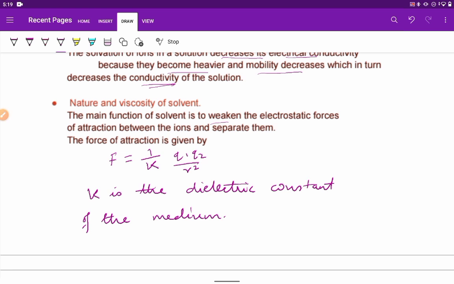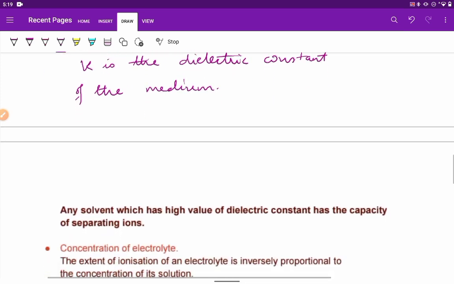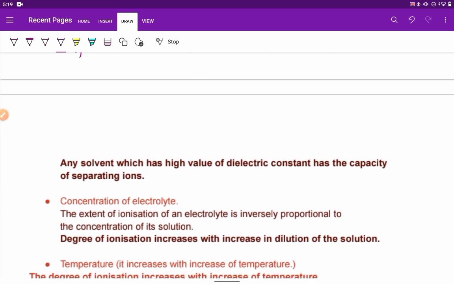Any solvent which has a high value of dielectric constant has the capacity of separating ions. Water is considered to be a best solvent because it has the highest dielectric constant.